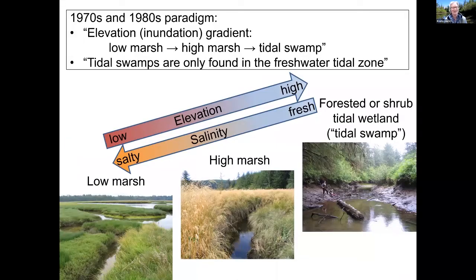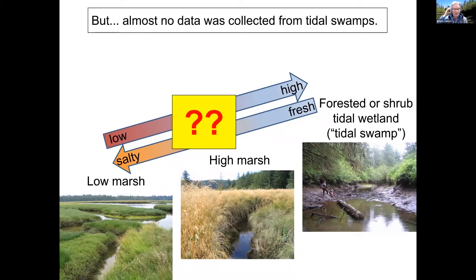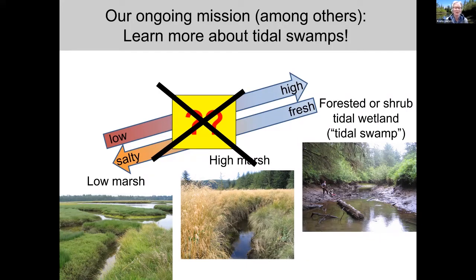There had been an understanding, sort of a received wisdom during the 70s and 80s, that there was a steady elevation gradient. Low marsh is low, high marsh is high, tidal swamp is even higher. And there was also an understanding that tidal swamp with trees and shrubs could only be in fresh water. But that wasn't based on data, at least not data from the Oregon coast. There was very little data from tidal swamps at all. There were some data from the Columbia River estuary, but the Columbia was already quite altered by the 1970s when these data were being collected. So there was a real lack of data. And we've really made it our mission over the last few years to try to fill some of these data gaps and answer these questions.